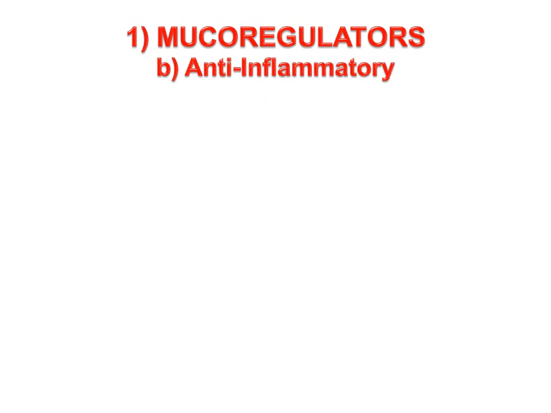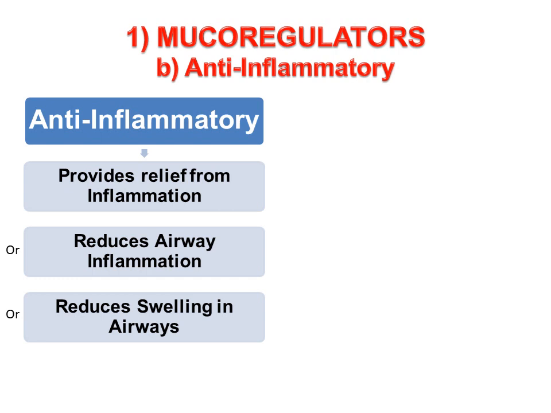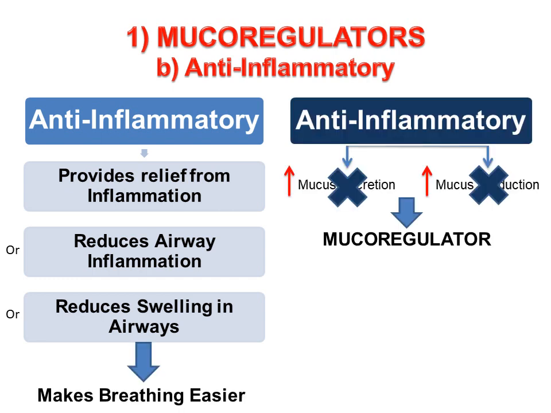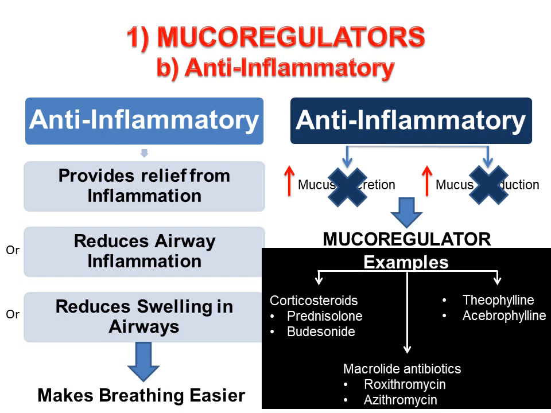Another way by which medicines act as mucoregulators is by having an anti-inflammatory action. These medicines reduce airway inflammation, therefore making breathing easier and regulating the mucus production. Examples are corticosteroids, molecules of which are prednisolone and budesonide, and macrolide antibiotics, molecules of which are roxithromycin and azithromycin. Other examples are theophylline and acebrophylline.